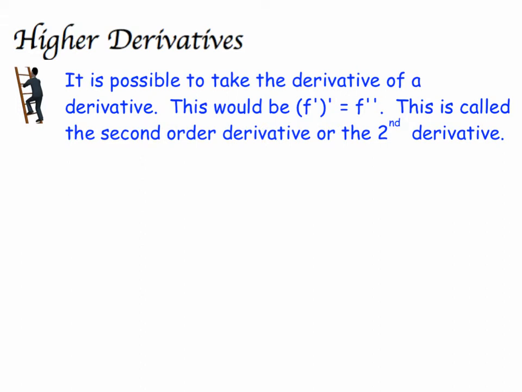Higher derivatives. It is possible to take the derivative of a derivative, and this would be called f prime prime, or the second derivative. But you can also take the third derivative, fourth derivative, fifth derivative, depending on what you're being asked in the question.